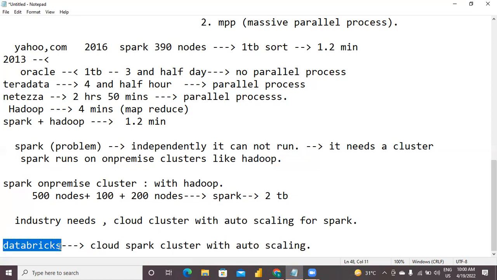Clear? But this is general Databricks. It cannot interact with my Azure data storage services. In my Azure, what are the different options to store the data?